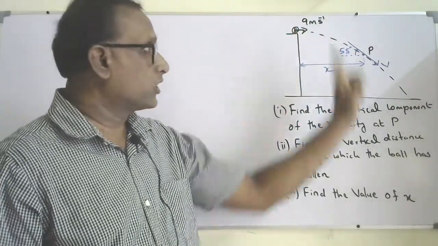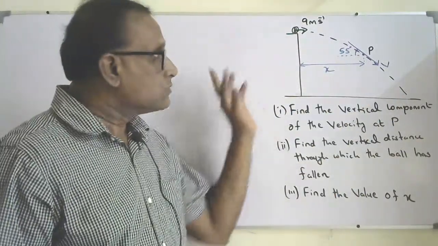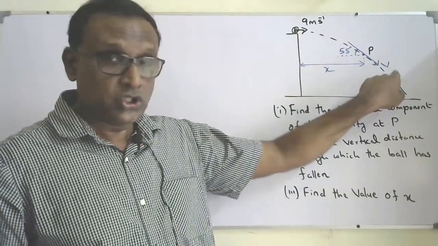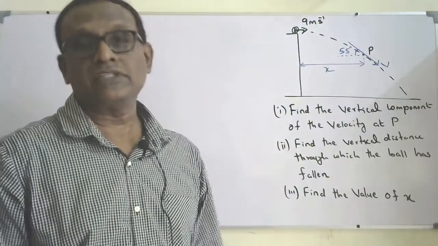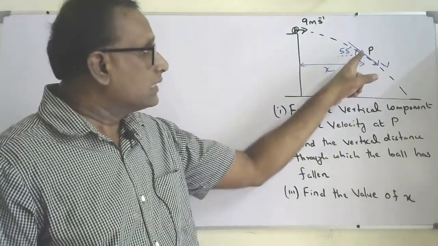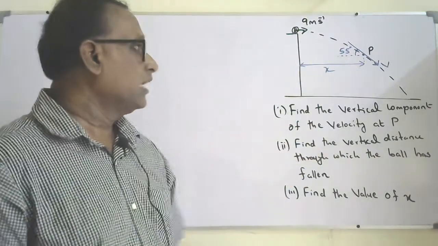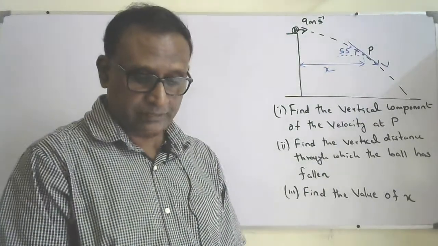A ball is projected from the top of a building at a velocity of 9 meter per second in the horizontal direction, and this is the path of the ball. During its motion, there's a point P at which the velocity is V. We don't know it, we can find it. Velocity V makes an angle of 55 degrees with the horizontal line. The horizontal displacement at point P is x. The first part: find the vertical component of the velocity at point P.